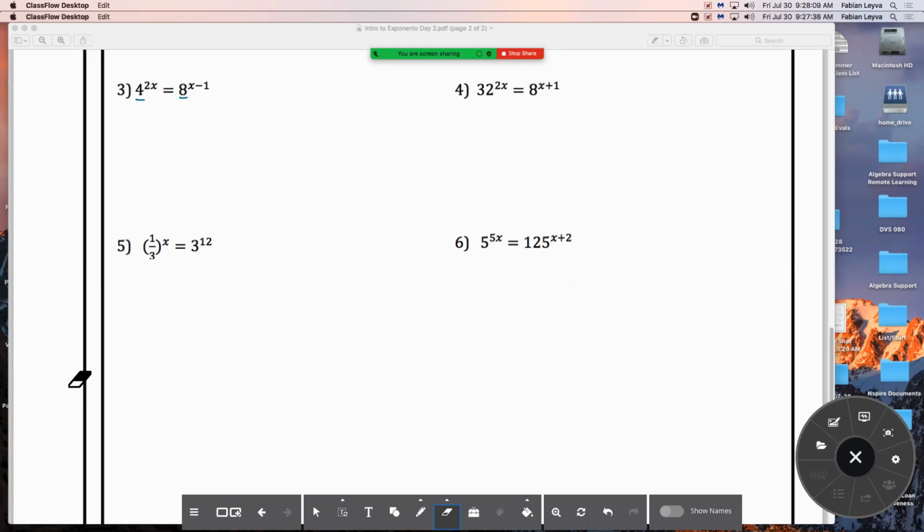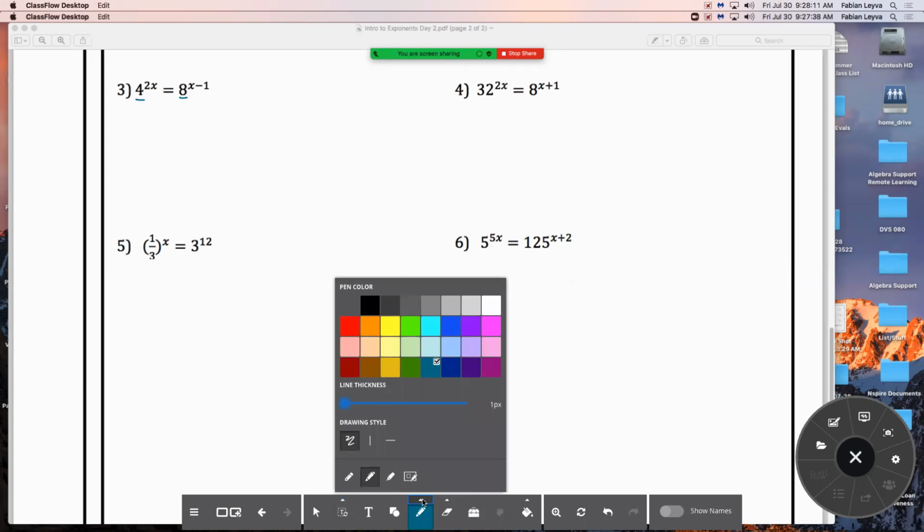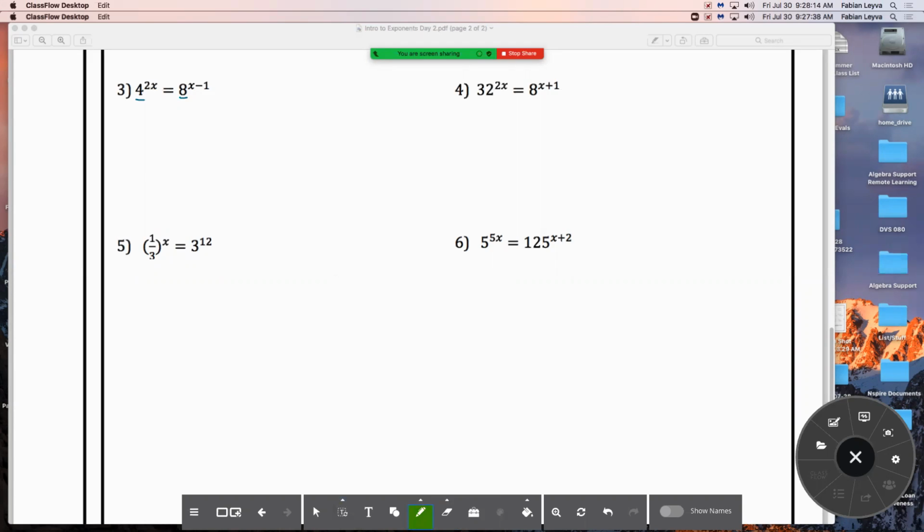So you're kind of like, oh my goodness, what am I going to do with my life? And the answer is try to think of a base that you can rewrite both of these. You have to start thinking of different bases, and what I always like to do is just start off with 2. Can you rewrite 4 as a base of 2? And the answer is yes, because 2 squared is 4. So notice what I'm going to do here. I'm just going to rewrite that 4 as 2 squared. I'm going to leave everything else the same. So notice that this 2x gets rewritten out the same.